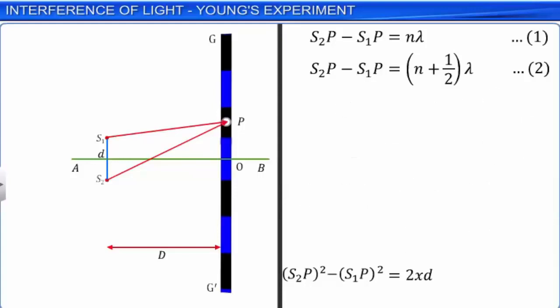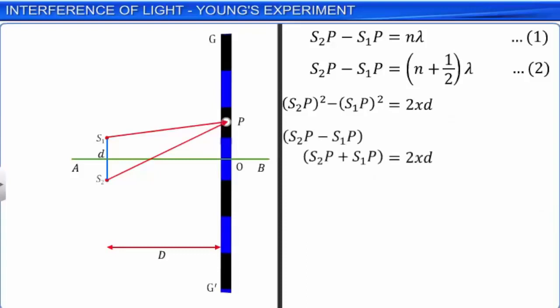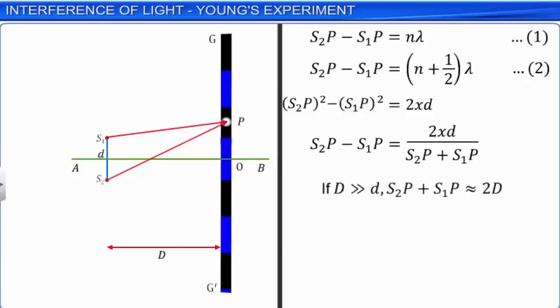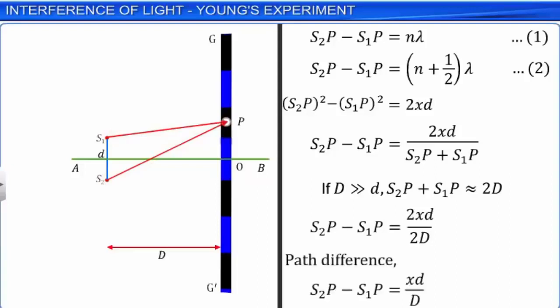This equation can also be written as S2P minus S1P is equal to 2xd divided by (S2P + S1P). If capital D is much greater than the small d, then we can assume that S2P plus S1P is approximately equal to 2D. Then the path difference S2P minus S1P is equal to xd by D. Let this be equation 3.